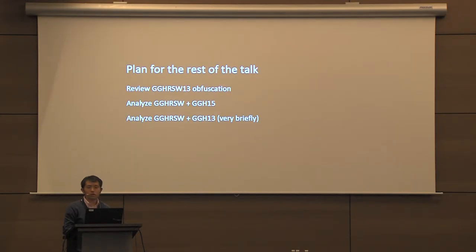The plan for the rest of the talk is to review the GGHRSW obfuscation candidate. I'm going to spend most of the time reviewing that candidate, because the core is to extract the features of that candidate, and analyzing the candidates on GGH15 and GGH13 will follow my explanations of it. I choose to spend more time on GGH15 because that candidate seems to be less familiar to people. And in the end, I will briefly mention how it applies to GGH13.